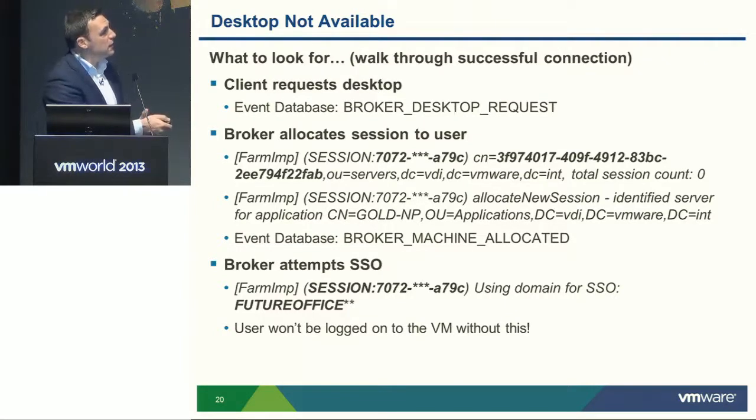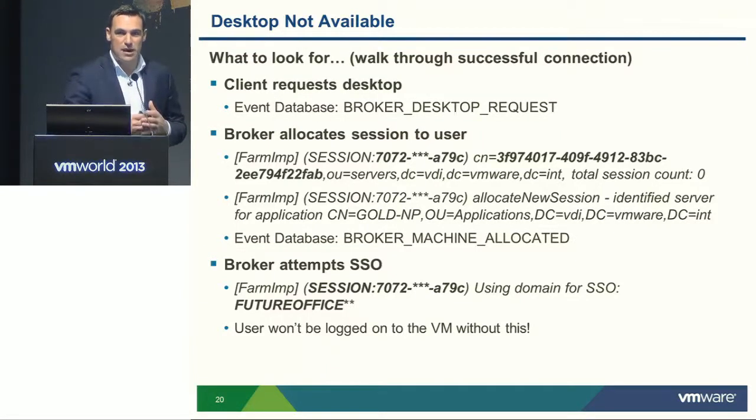Now the desktop here is identified using this CN here, and it's actually in an OU called servers. That doesn't make sense, right? Because that's a desktop that we're talking about here. But actually, desktops in a View LDAP schema perspective are stored in an OU called servers, which isn't very helpful, but you should be aware of that.